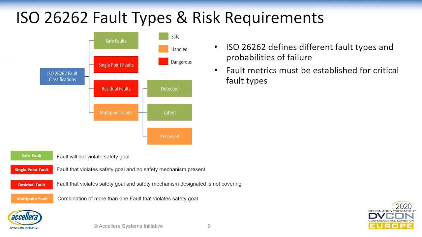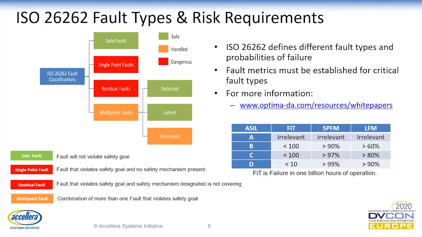And fault metrics must be established for all the critical types, and these are the metrics that are defined in ISO 26262 for each ASIL level. Fit rate is defined as failures in 1 billion hours of operation. SPFM is the single point fault metric, and LFM is the latent fault metric. Let's look at ASIL D values. Fit rate should be less than 10, SPFM greater than 99%, and LFM more than 90%. For more information, please visit the link provided here.